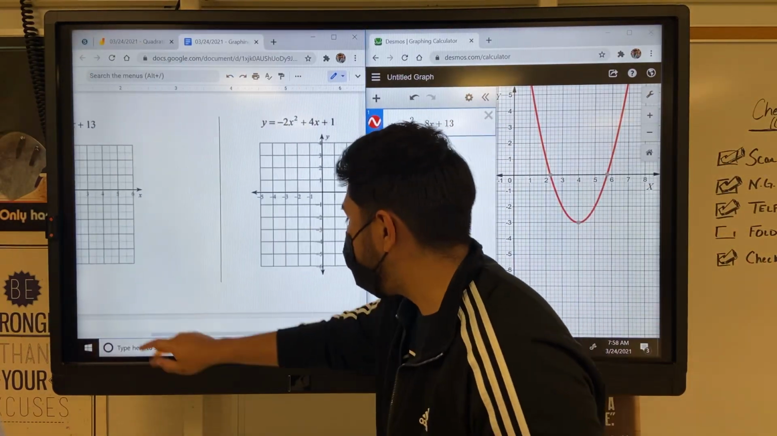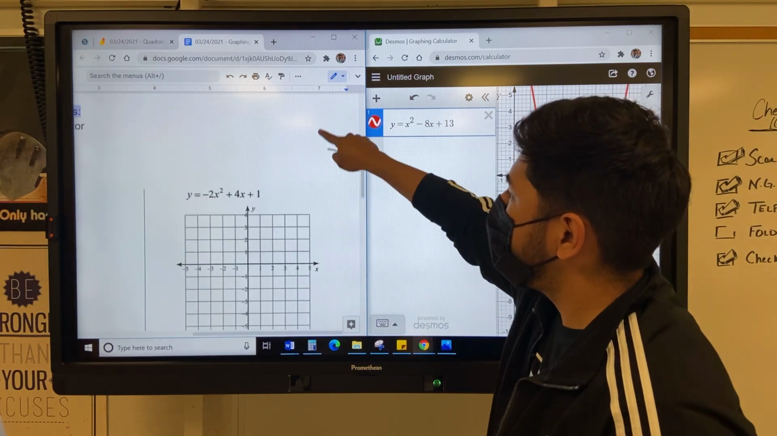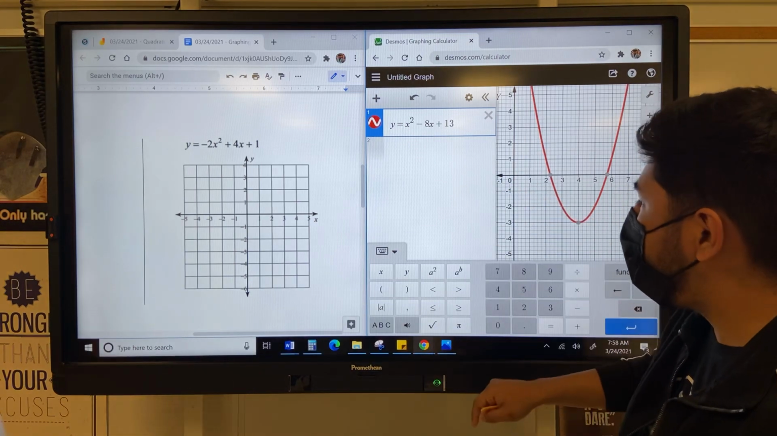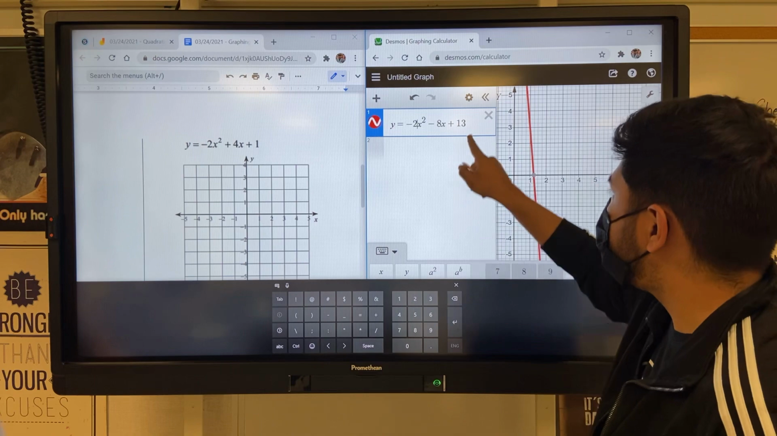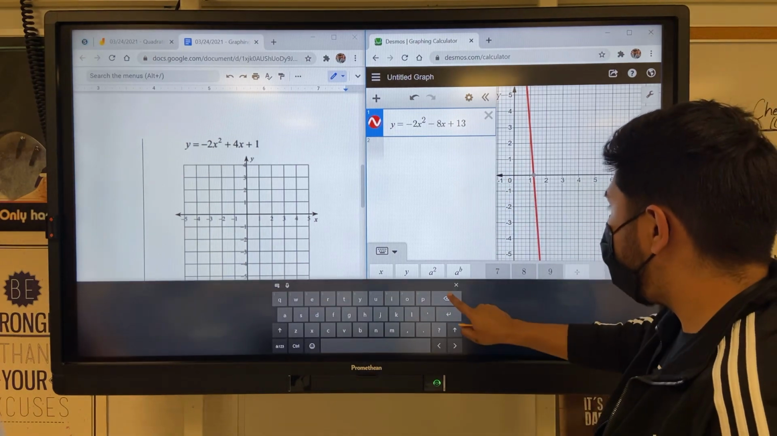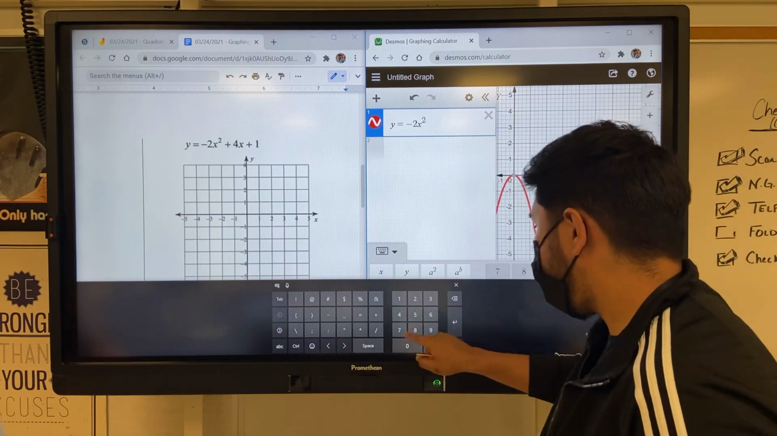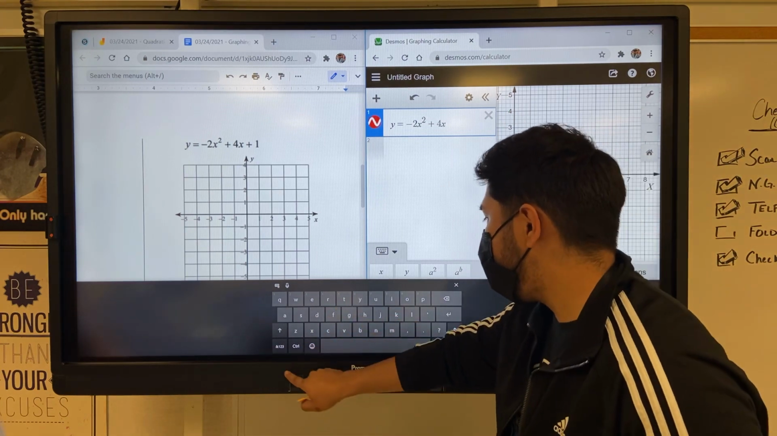All right, same thing over here. Oops. Real quick, let's modify this guy, negative 2. Put it back. It's plus 4x plus 1.